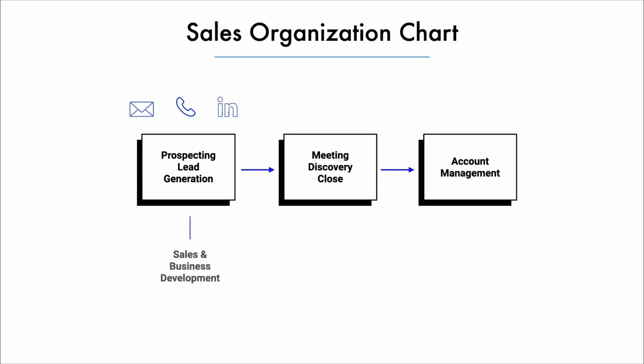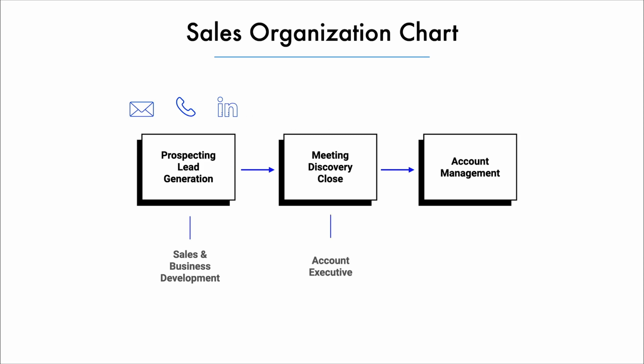So when we look back on the sales organization chart, we have this prospecting and lead generation. This is where sales development people live. Sales and business development people use cold email, LinkedIn, and cold calling. There could be other forms of outreach like Instagram, Facebook, whatever works for that specific product and service, right? But usually these are the three main ones that people use.